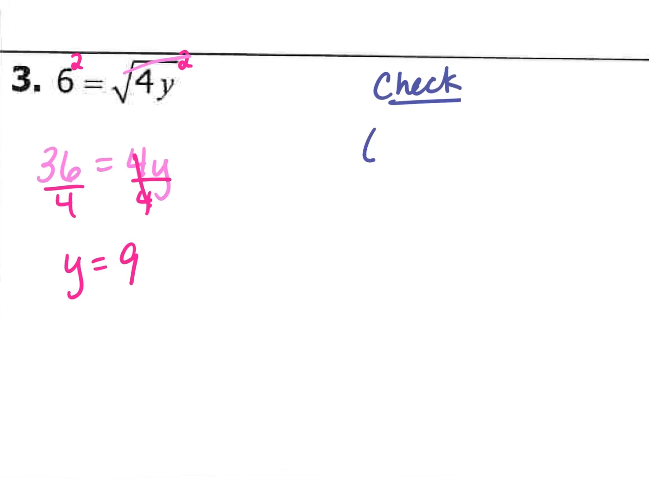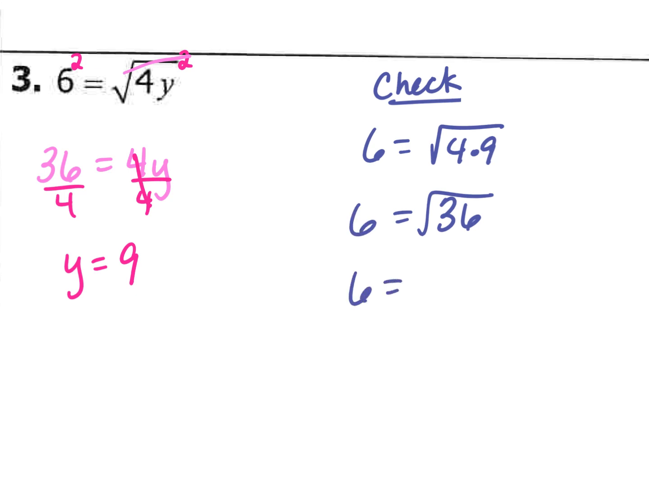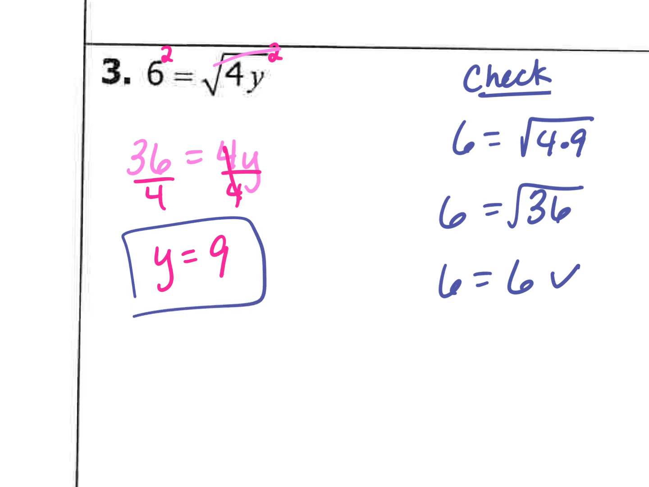Okay, so we got 6 is equal to the square root of 4 times 9. 4 times 9 is 36. Square root of 36 is 6. So that is accurate. Any questions?